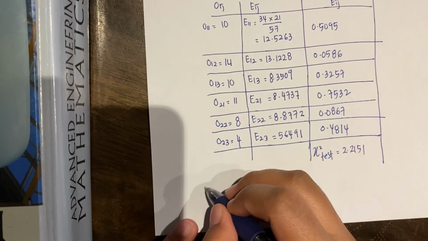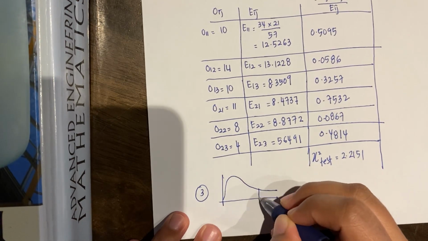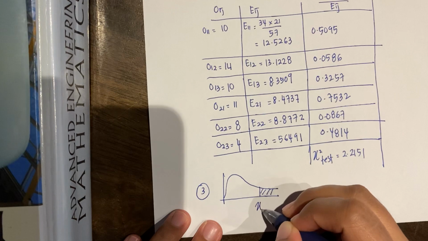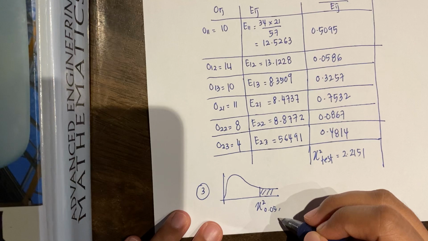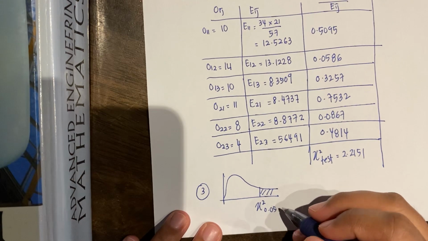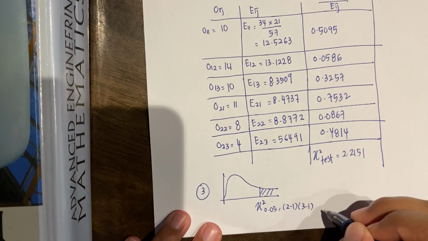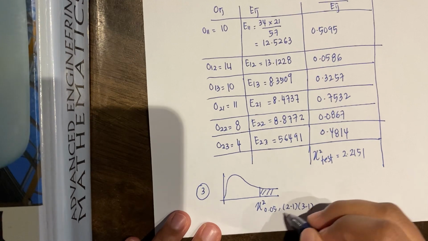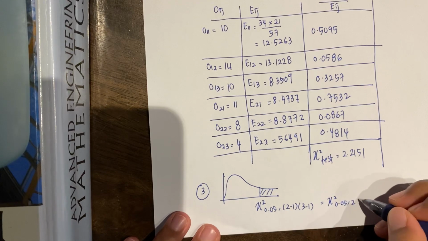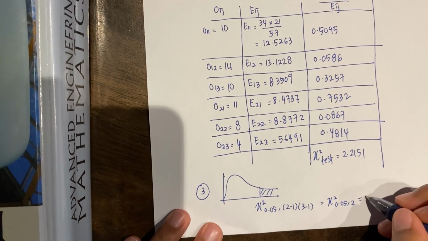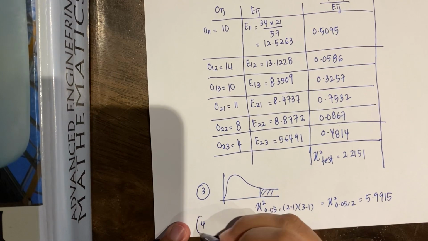Step 3, critical value. It is a right-tailed test. In this case, alpha is 0.05. Degree of freedom is (R minus 1) times (C minus 1), so R equals 2, minus 1 is 1, C equals 3, minus 1 is 2, so you get 1 times 2, which is 2. Find your statistical table and you will have 5.9915.